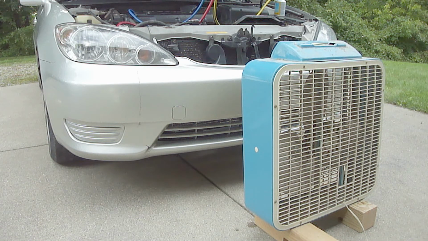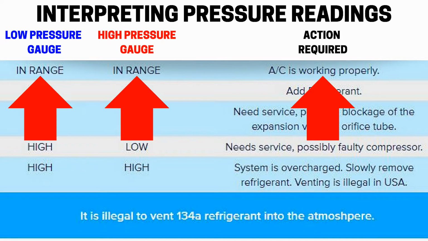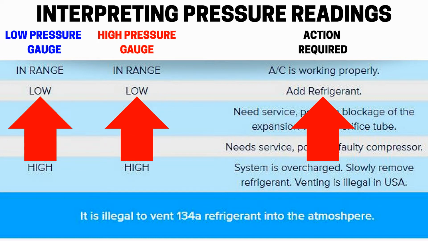If you do not do this, both manifold pressure gauges will read higher than normal, particularly on the high pressure side. This chart will also help to interpret the pressure readings for any potential problems and how to fix them. If the low and high pressure gauges are in range, the AC is working properly. If the low and high pressure gauges are low, add refrigerant.